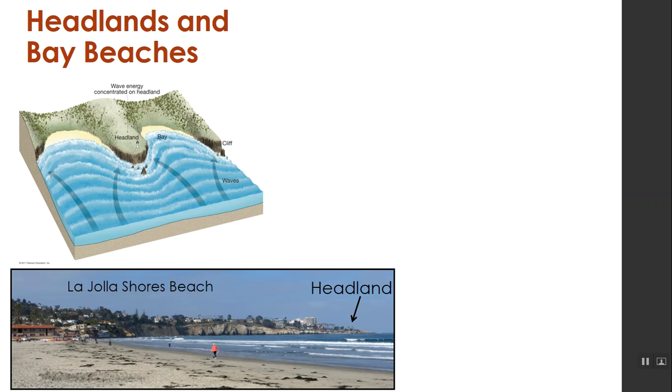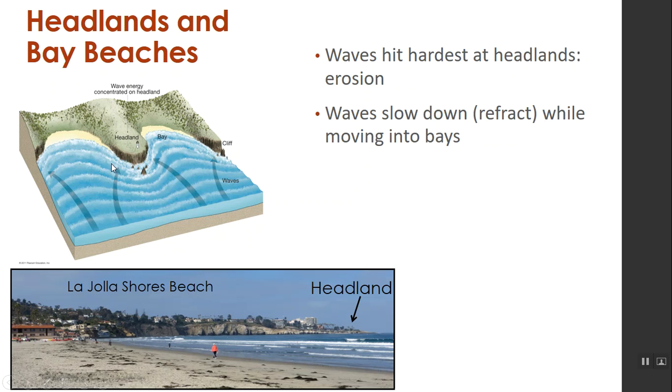Next, we're going to talk about headlands and bay beaches, which is something that we are very familiar with in San Diego. The next time you stand on the shoreline, you should be able to pick out headlands and beaches. Basically, waves hit hardest at the headlands, which is where they're going to erode, right here. Then the waves slow down and refract as they head into these bays. When those waves slow down, we are going to deposit in these bay beaches. Here's La Jolla Shores Beach, which is your bay beach. Here is your headland that's eroding away.